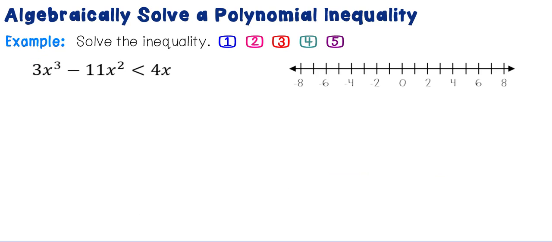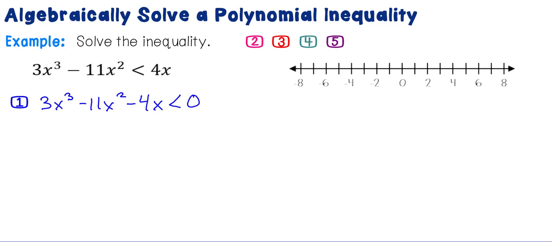So an example using those steps would be solve the inequality. And we said the first thing we want to do is get everything on one side and 0 on the other. So in this case, we want to move the 4x over. So we'll make it 3x cubed minus 11x squared minus 4x is less than 0.